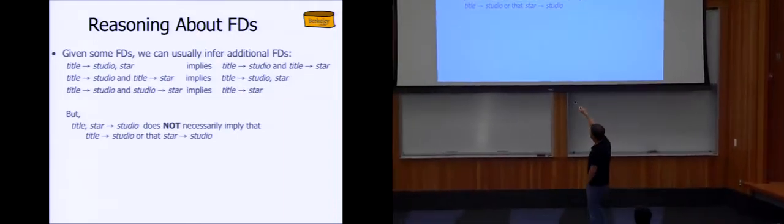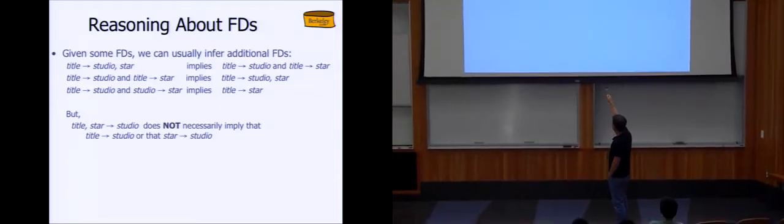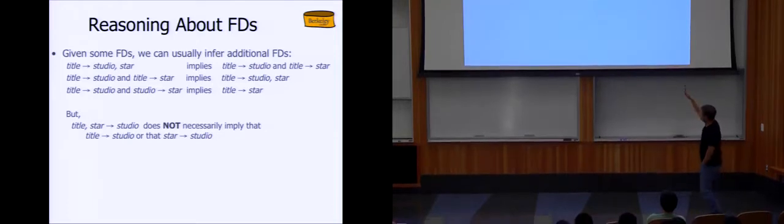What about if we know that the title determines the studio and stars are associated with studios? So if you know the studio, every studio has at most one star. So title determines studio, studio determines star, then title of the movie should determine who the star is. Also by transitivity, all right? So those all sort of make sense.